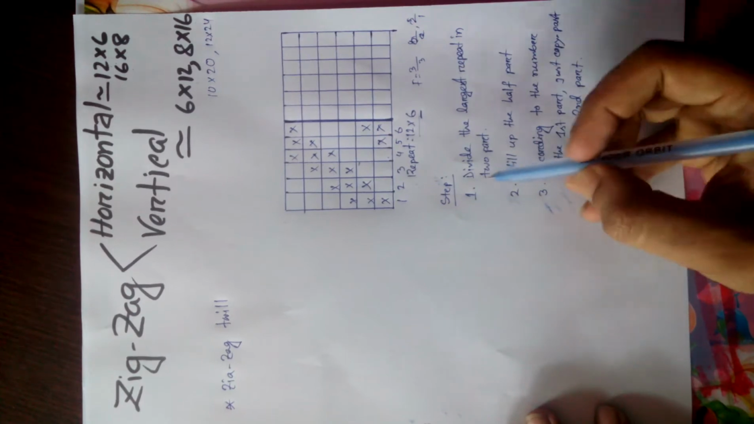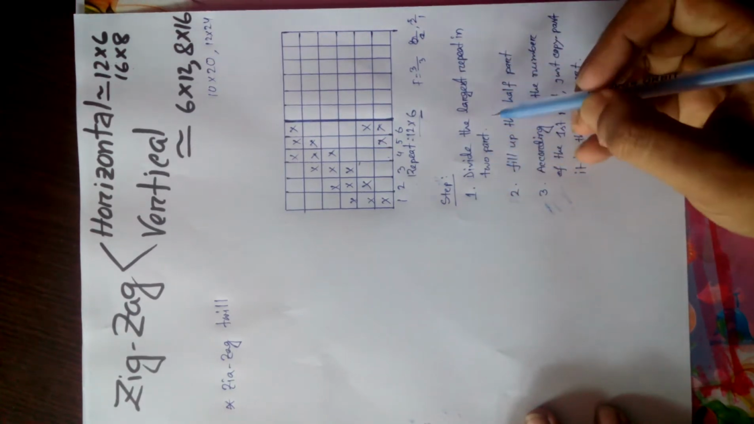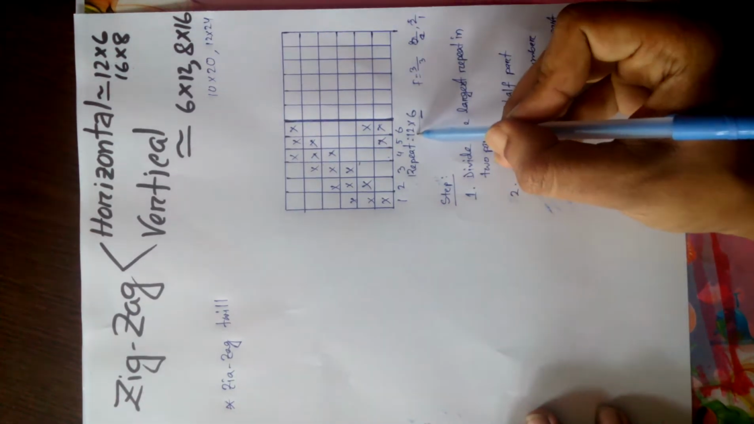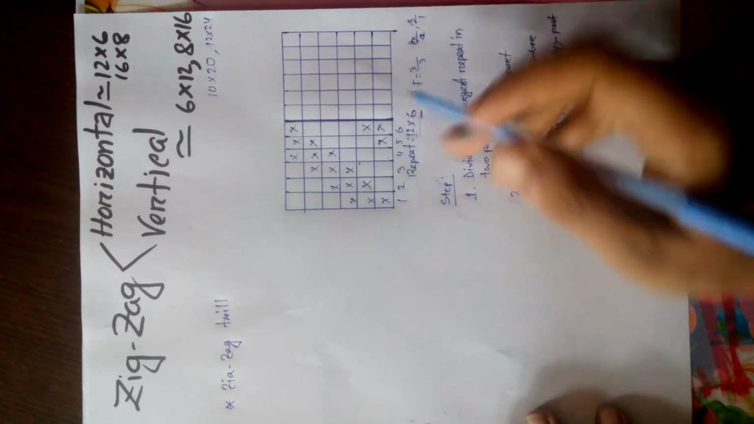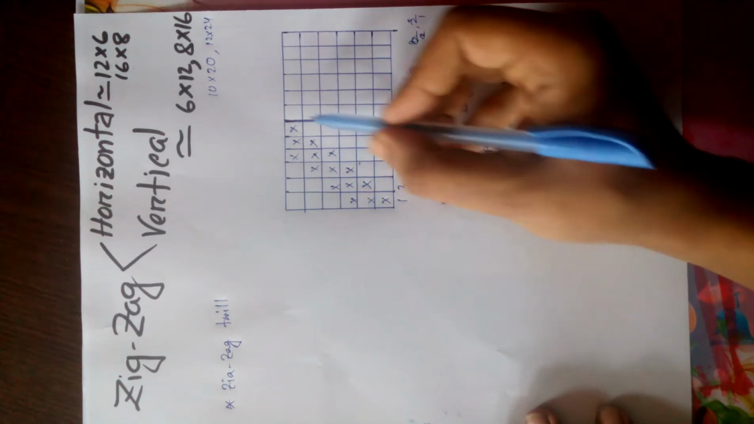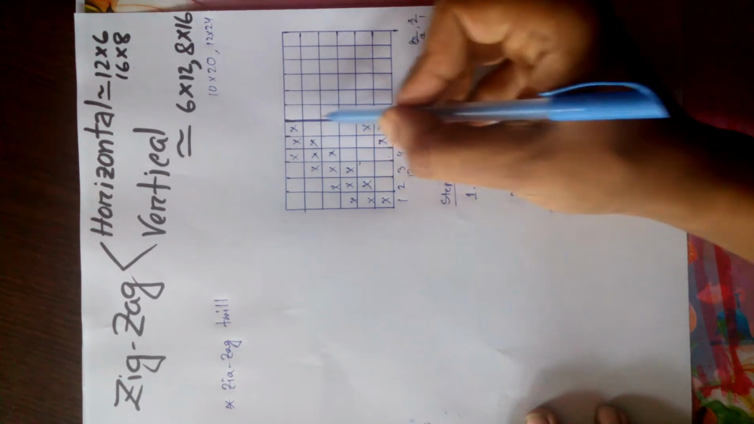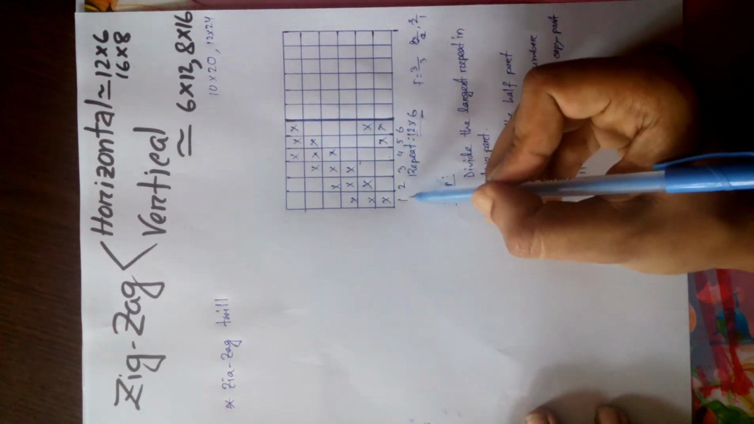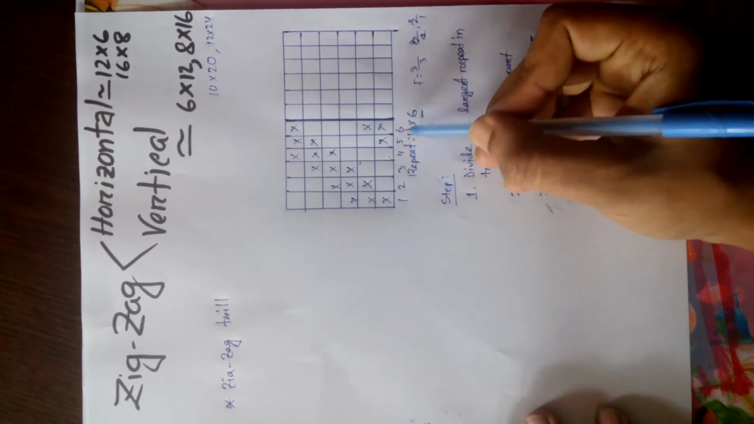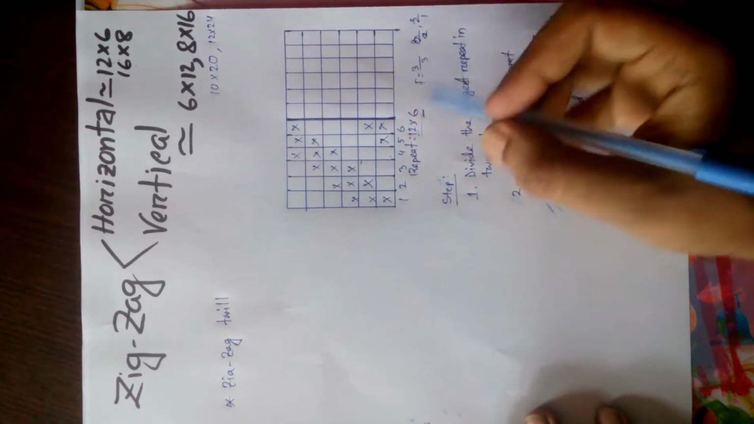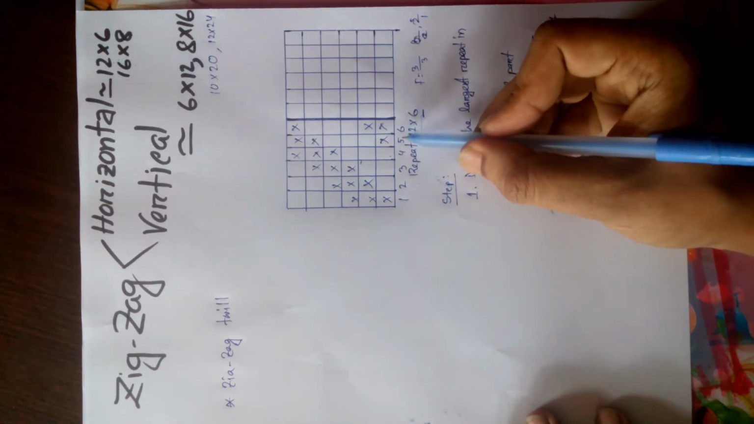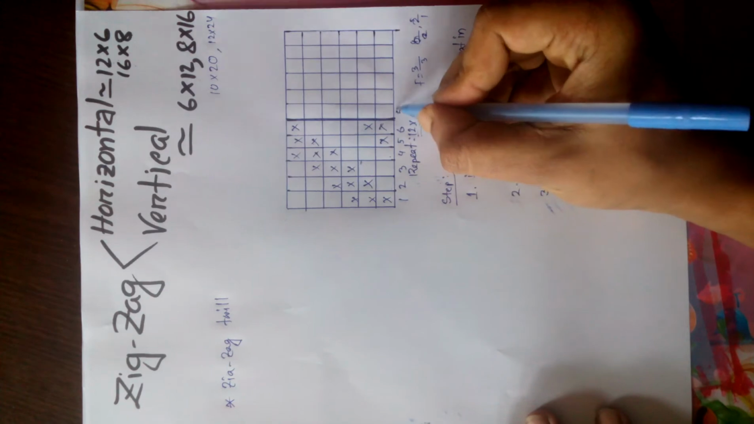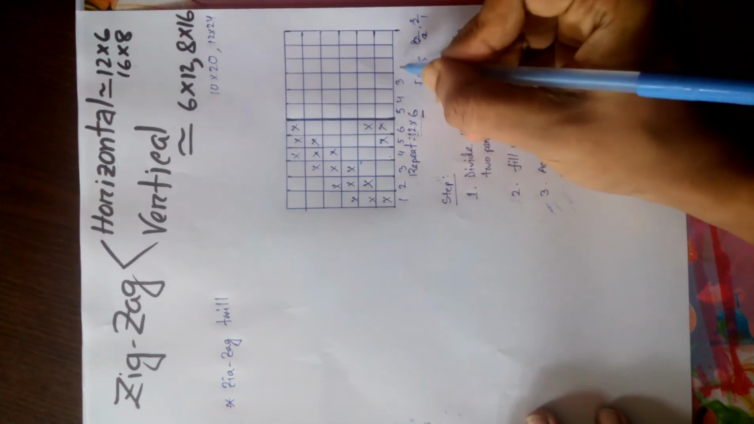There are 3 steps in case of zigzag twill. Firstly, we have to divide the largest repeat into two parts. See here, the largest repeat is 12, so we have divided it by 2. We have taken a border line here, and we have numbered it 1 2 3 4 5 6. And in case of the second part, we would repeat the numbers from 5, 4, 3, 2, 1, and the remaining one is 6.